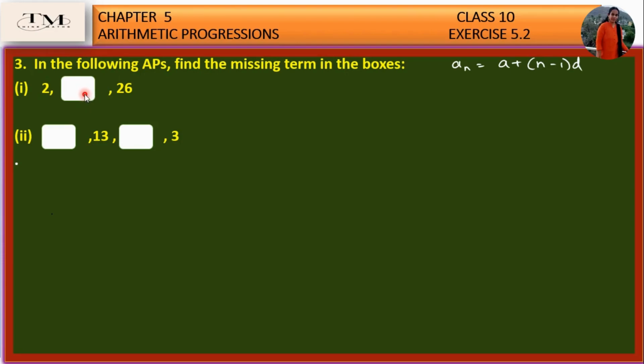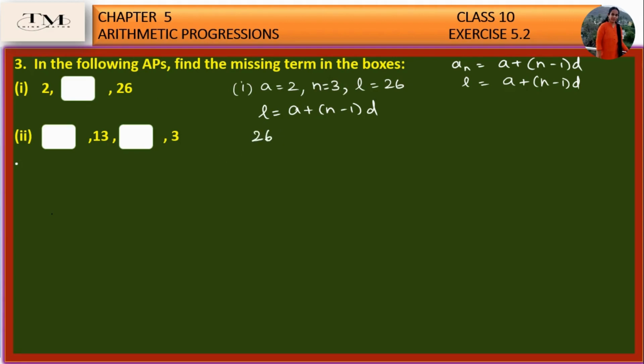So what are all given? A is given. So for the first problem, a is equal to 2 and the last term is 26. So here L is equal to 26. This formula can also be written as L is equal to a plus n minus 1 into d when we know the last term. So here how many terms are there? 1, 2, 3 terms are there. So we can say that n is equal to 3.